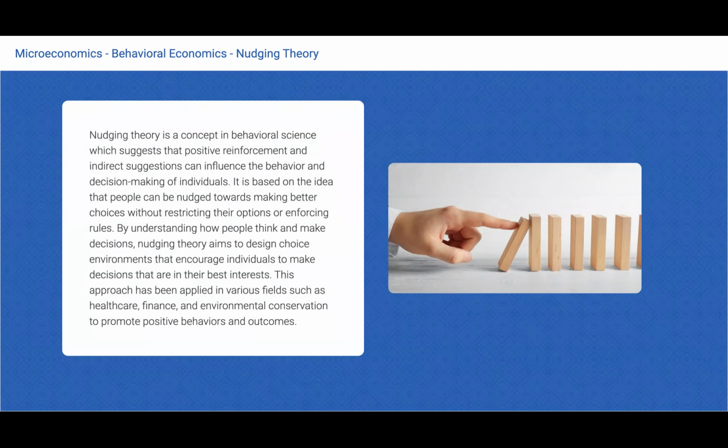Nudging theory is a concept in behavioral science which suggests that positive reinforcement and indirect suggestions can influence the behavior and decision-making of individuals. It is based on the idea that people can be nudged towards making better choices without restricting their options or enforcing rules. By understanding how people think and make decisions, nudging theory aims to design choice environments that encourage individuals to make decisions that are in their best interests. This approach has been applied in various fields such as healthcare, finance, and environmental conservation to promote positive behaviors and outcomes.